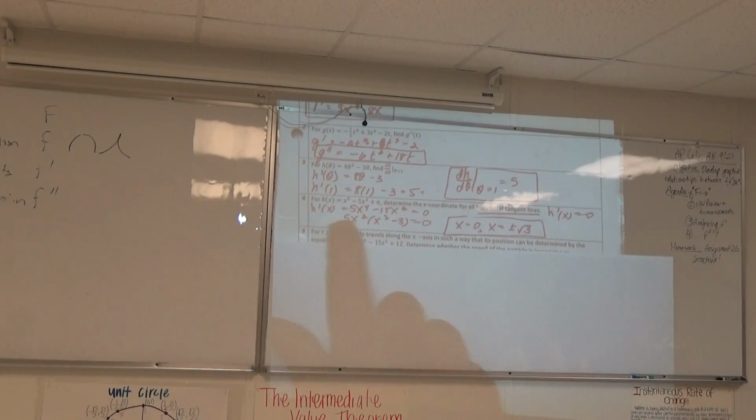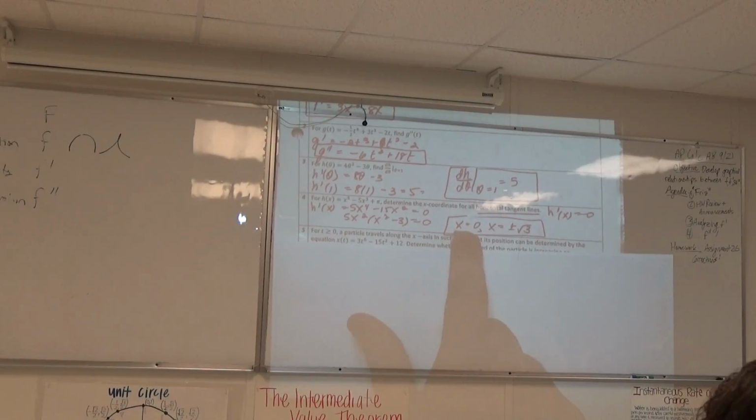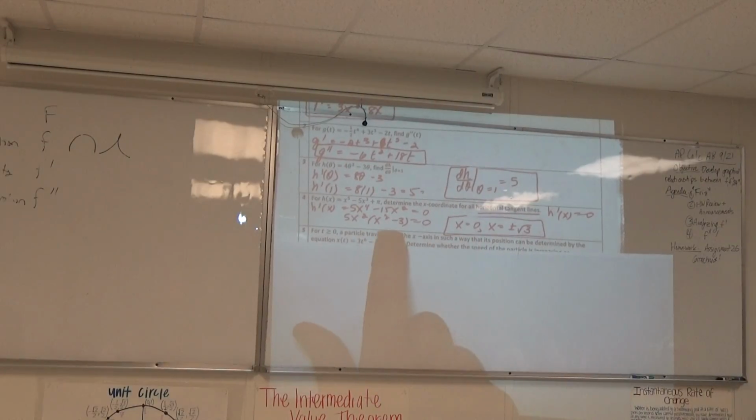So I'm going to find h prime of x, 5x to the 4th minus 15x squared. I'm going to set this equal to 0, and I'm going to make my Algebra 2 teacher proud. 5x squared is equal to 0 when x equals 0, or as Lewis likes to say, plus or minus 0. x squared minus 3 is equal to 0 means x equals plus or minus square root of 3. Everybody good? Alright, number 5.